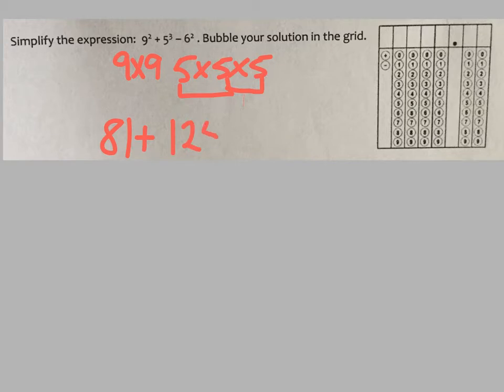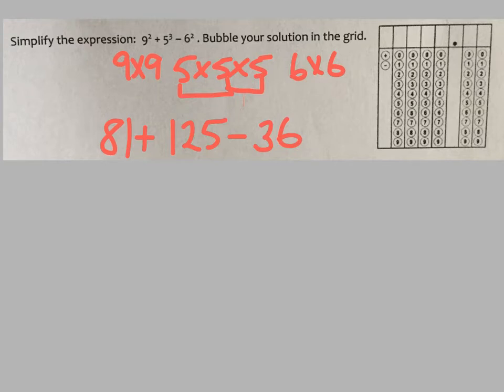So 9 times 9 is 81, plus 5 times 5 times 5. 5 times 5 is 25. 25 times 5 is 125. Minus 6 squared, or 6 times 6, which is 36.